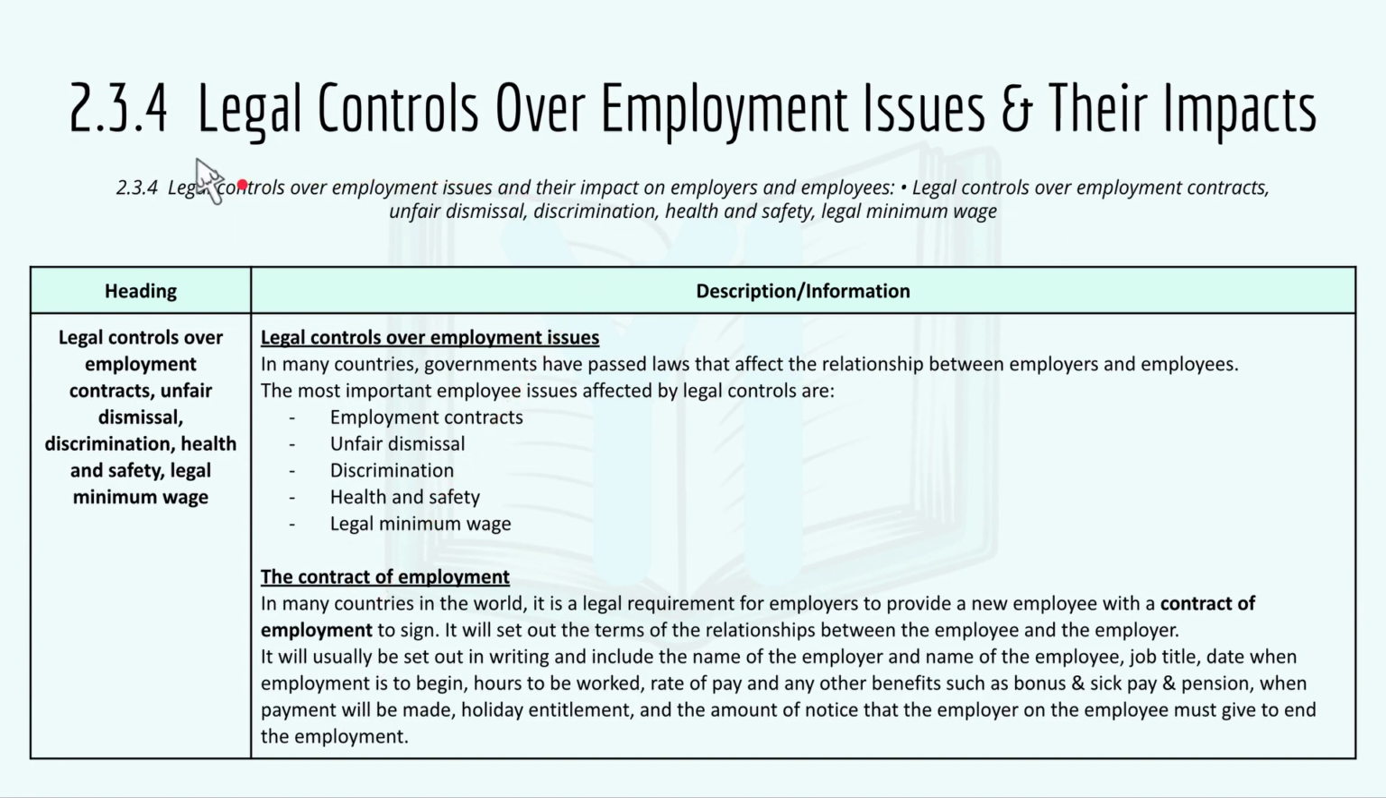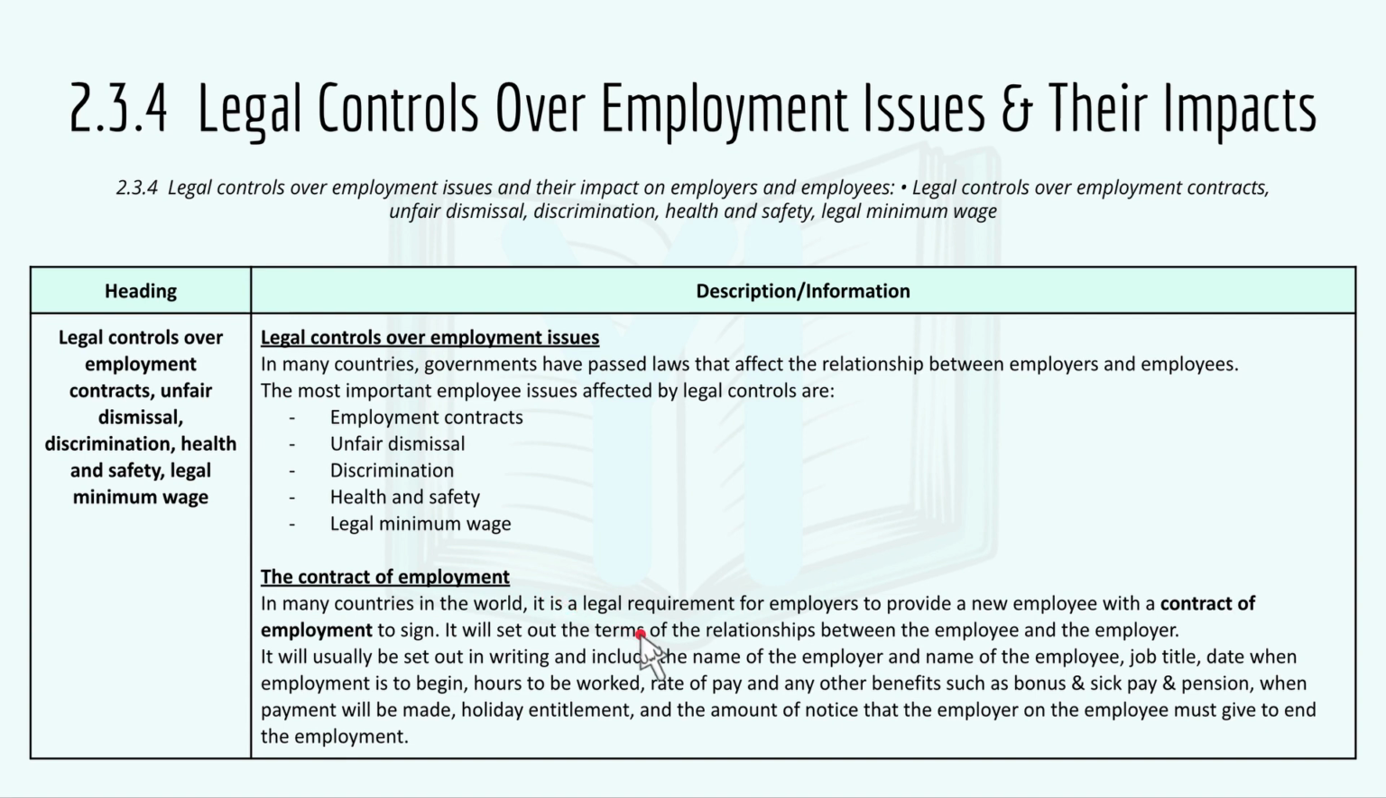And lastly, 2.3.4, the legal controls over employment issues and their impacts. And here are the legal controls over employment issues. In many countries, governments have passed laws that affect the relationship between the employers and employees. The most important employee issues affected by the legal controls are employment contracts, unfair dismissal, discrimination, health and safety, legal minimum wage, and the contract of employment.